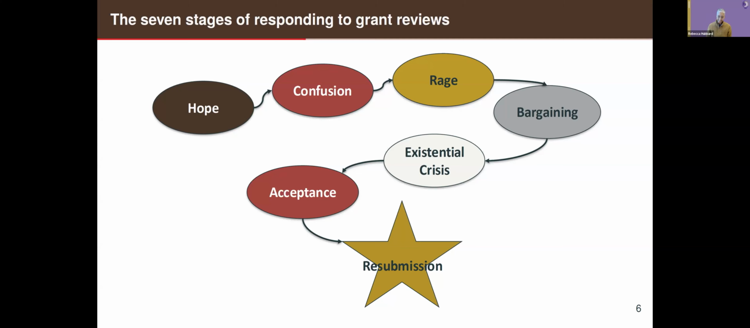So after the rage step, you move into the more productive phases of responding to the grant reviews, where you think to yourself, okay, I see how maybe we weren't too clear about some of these things, or maybe this was infeasible, or we didn't identify the best approach. So okay, I think we can address this. Maybe we can make some changes here or there.